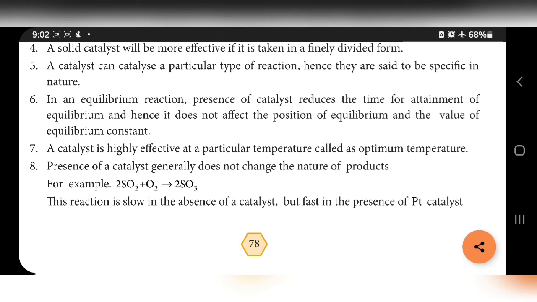For example, SO2 reacts with O2 to give SO3. This reaction is slow in absence of catalyst but fast in presence of platinum catalyst. So these are the characteristics of catalyst. What are the characteristics of catalyst? It means you have to write these 8 points.